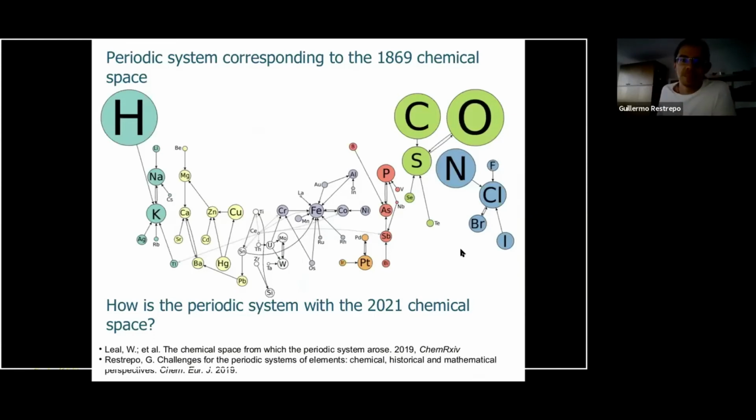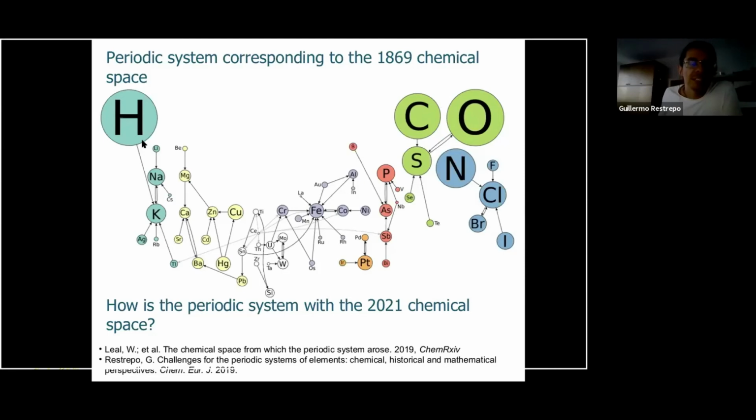This is the periodic system by 1869 using data, using the chemical space between 1800 and 1869. The size of the nodes is the percentage. If hydrogen is very big, it's because a lot of substances in the chemical space by 1869 included hydrogen. The same with carbon and oxygen, and you see that most of the substances by that time were organic substances.